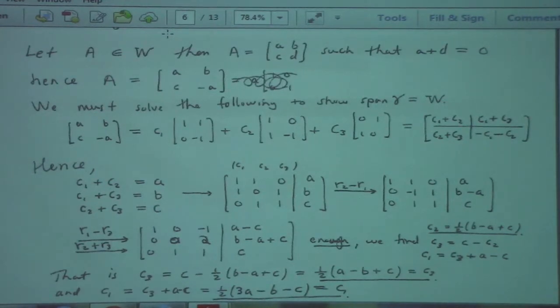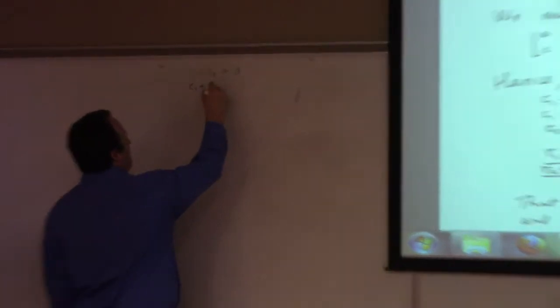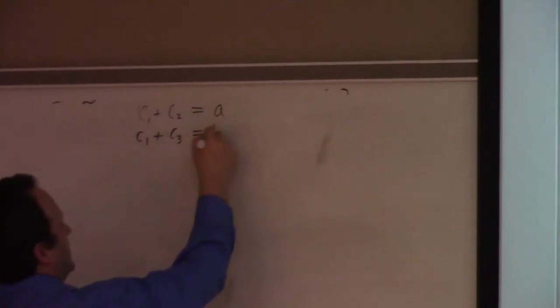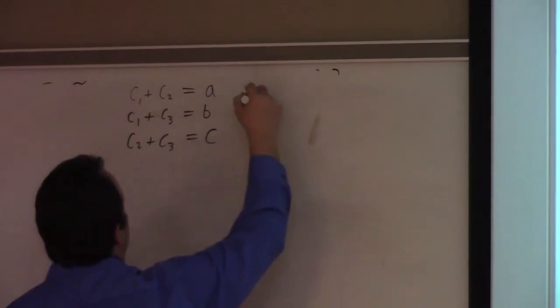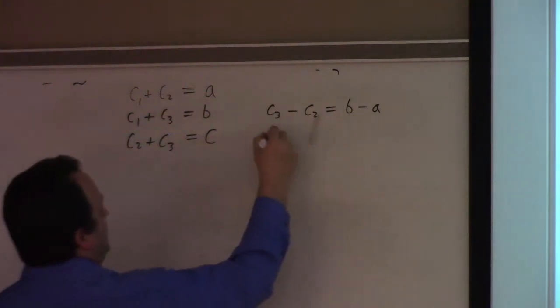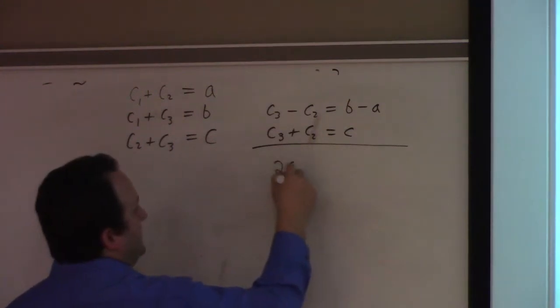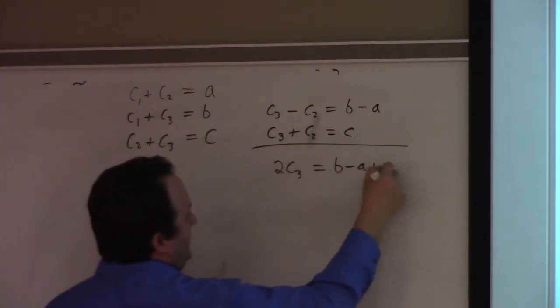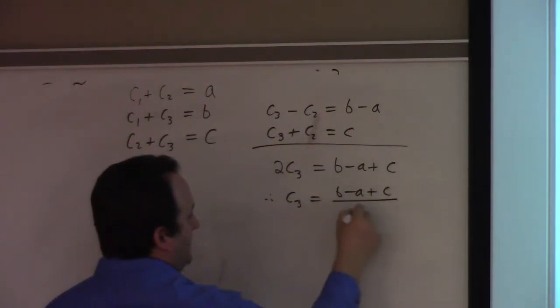Can you focus it over your C1 plus C2 or something? C1 plus C2 is A. C1 plus C3 is B. C2 plus C3 is C. So I can eliminate C1 by subtracting these two, and I get C3 minus C2 is equal to B minus A. And then I've got C3 plus C2 is equal to C. Add these, C2's cancel, you get 2C3 is equal to B minus A plus C. So therefore, C3 is equal to (B minus A plus C) over 2.